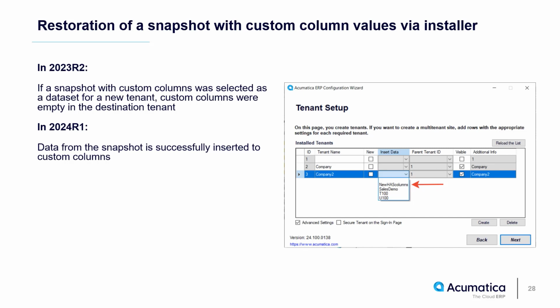That has been fixed, and in 24R1, finally, we can restore bigger snapshots via the Acumatica installation wizard with custom data included in that snapshot. The columns need to have the USR prefix for it to work.